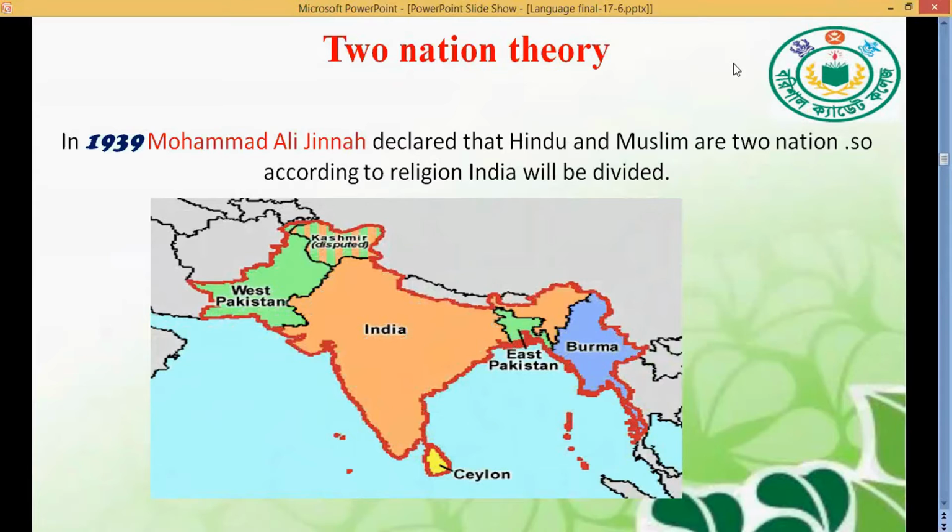Cadets, you can see the two nations theory of Muhammad Ali Jinnah. In 1939, Muhammad Ali Jinnah declared that Hindus and Muslims are two nations. So, according to religion, India would be divided.